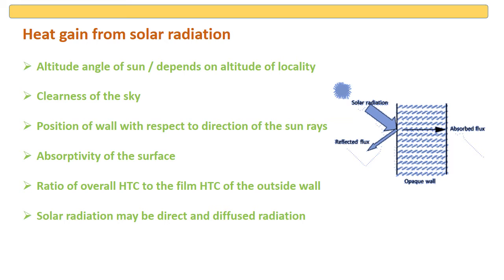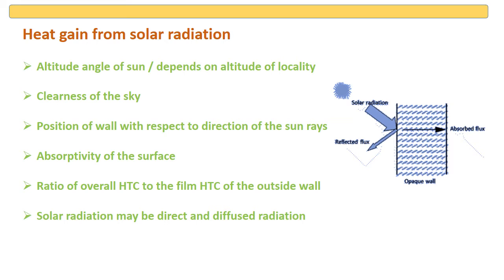Then the absorptivity of the surface: if solar radiation is coming, then either it will be reflected or it will be absorbed. Depending on the reflectivity or absorptivity, the amount will be distributed. If your absorptivity is less, then less heat will be absorbed. If your absorptivity is more, then more heat will be absorbed by the wall.